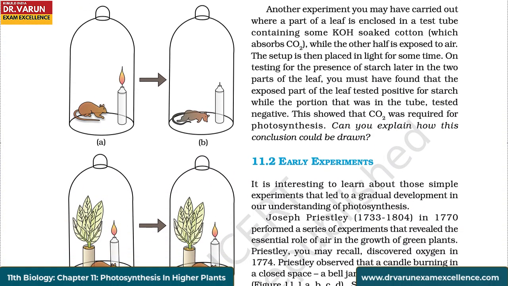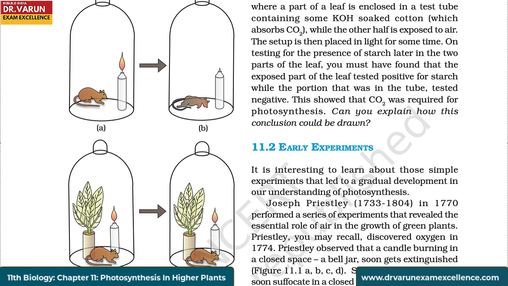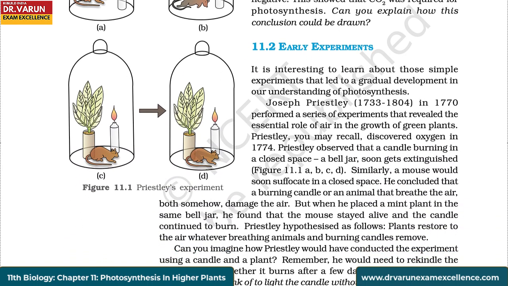Another experiment you may have carried out is where a part of a leaf is enclosed in a test tube containing some potassium hydroxide soaked cotton, which absorbs carbon dioxide, while the other half is exposed to air. The setup is then placed in light for some time. On testing for the presence of starch later in the two parts of the leaf, you must have found that the exposed part tested positive for starch, while the portion in the tube tested negative. This showed that carbon dioxide was required for photosynthesis. Can you explain how this conclusion could be drawn?